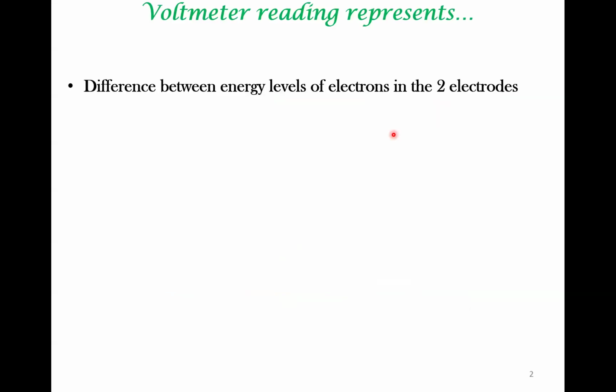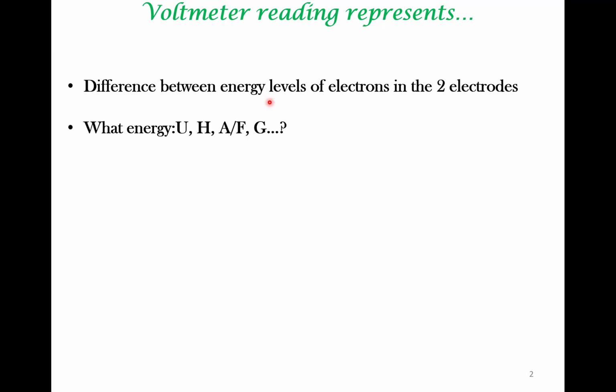So what does the voltmeter reading really represent? To begin with, you can get an idea that it represents the difference between energy levels of electrons in two different electrodes. So a voltmeter has two different leads made up of wires, made up of the same material or two different materials, let's say. And then you stick in those leads to two different electrodes. So the voltmeter reading corresponds to the difference in energy levels of electrons.